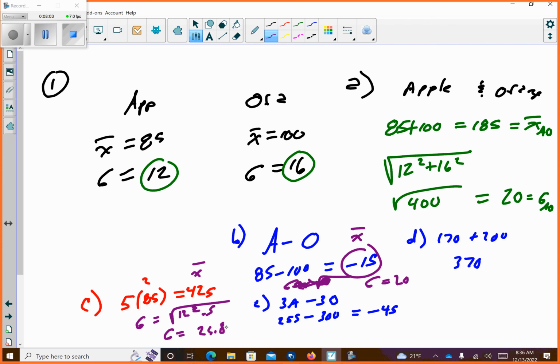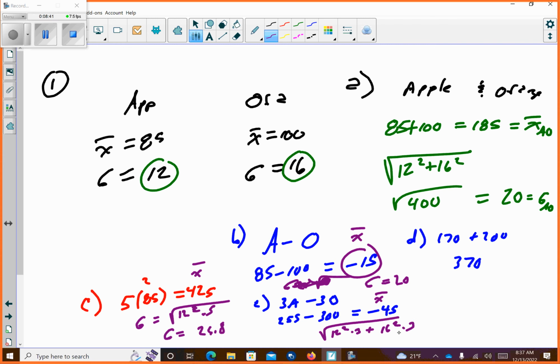And then letter E, find the difference of 3 bags of apples. So the minus 45, this is fine for our mean. But then if we're finding the standard deviation of the two, so we're going to do root 12 squared. How many apples we got? 3 apples plus 16 squared times 3 oranges.